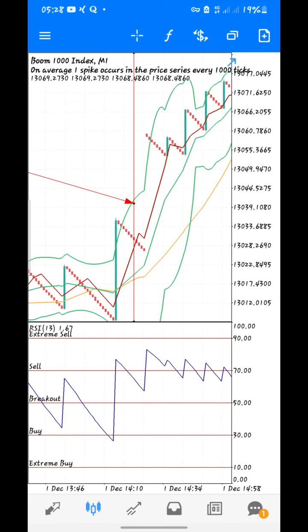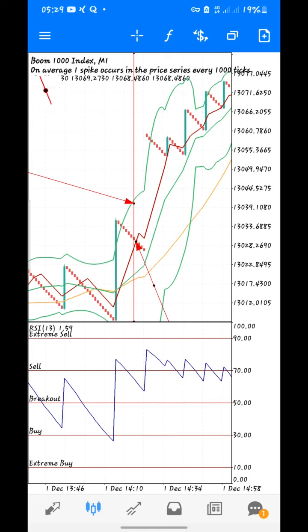Once in the 1 minute time frame, I told you earlier that we make use of this red moving average to catch the spikes. So you wait. Whenever the candles have touched this red moving average, you place your trade immediately.